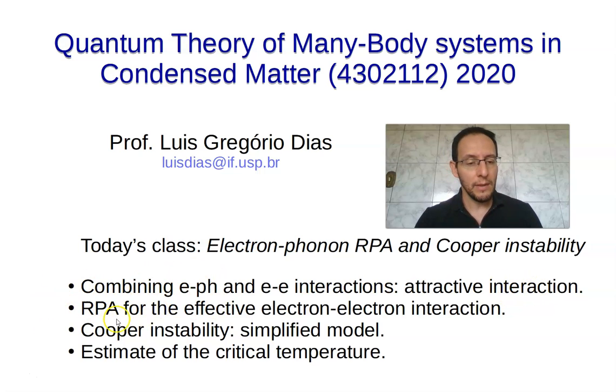Then we're going to do RPA. We did that for the electron-electron interaction already, but we're going to do that for this effective electron-electron interaction. And then we're going to see how that leads to the so-called Cooper instability, where these electrons which are attracted to each other actually form pairs. And then we're going to estimate the critical temperature where this Cooper instability takes place. That, of course, will lead us to talk about BCS in the future. So essentially, that's the path we're going, right? So let's get to it.